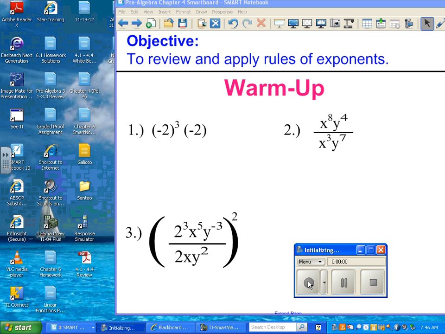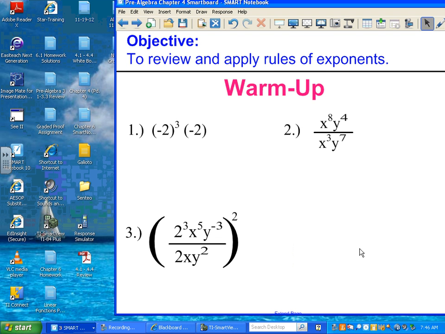All right, 6th grade. Our objective today is to start off with the second warm-up, which is up here.